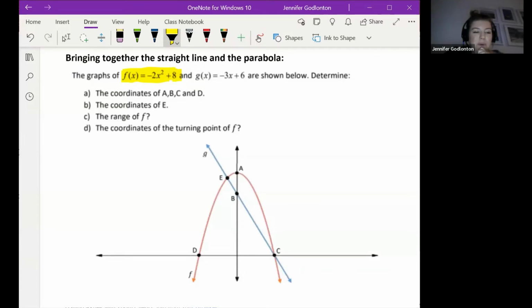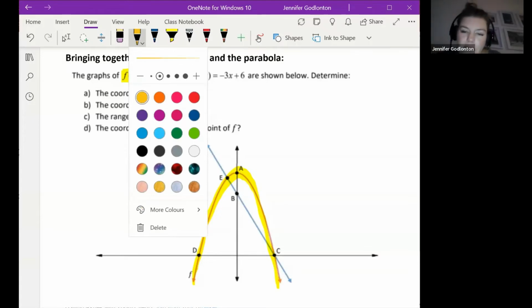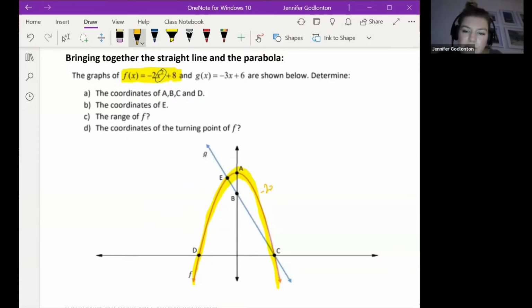Great, and Paul, can you tell me why it's a parabola? What's the giveaway on why it's a parabola? The squared. Excellent. We know it's a parabola because of the x squared. So that means we know that this graph here, because that's my parabola, is negative 2x squared plus 8.